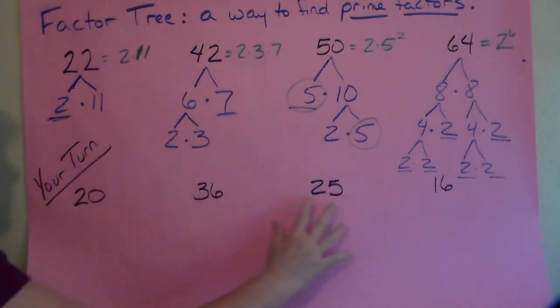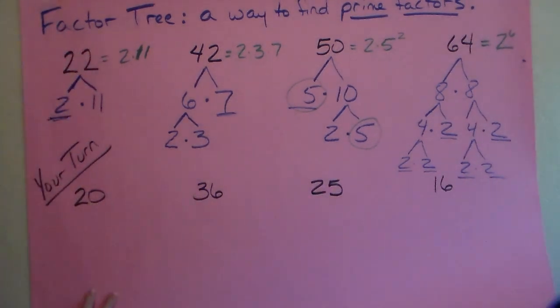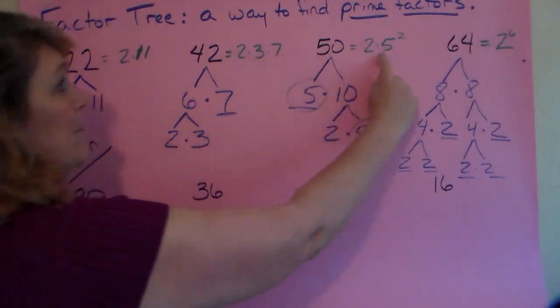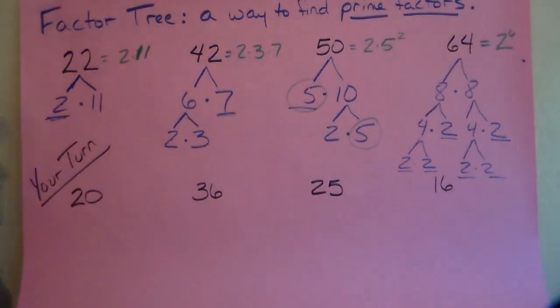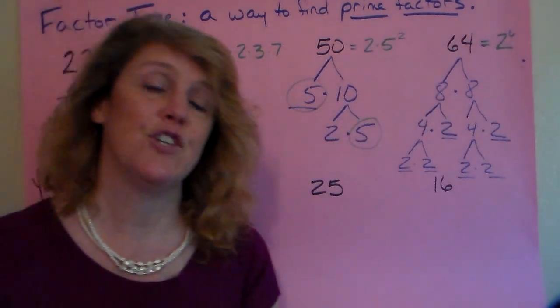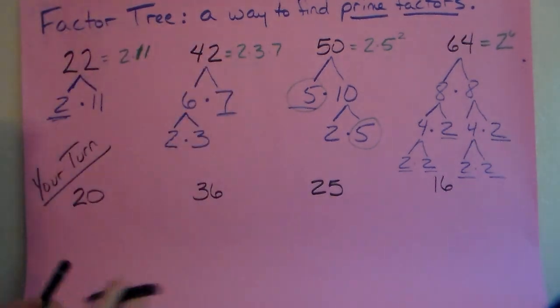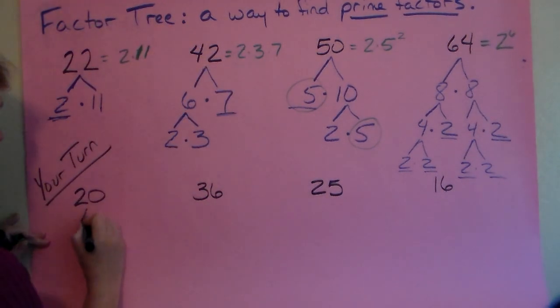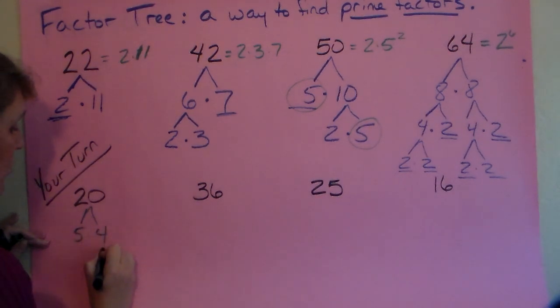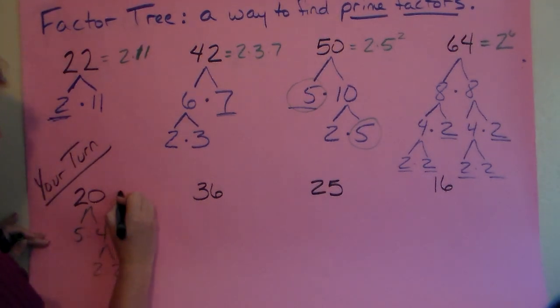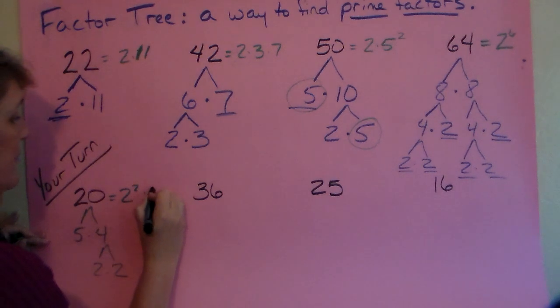So you're going to try it. You're going to do 20, 36, 25, and 16. You're going to break them into factor trees, and then you're going to break them into the answers with exponents. Push pause, give it a shot, come back. All right. 5 times 4, which is 2 times 2, so it's 2 squared times 5.